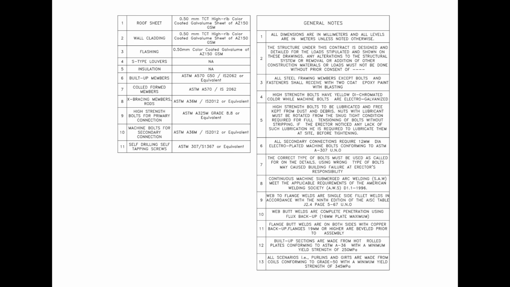The notes also define requirements for high-strength bolts and machine bolts and emphasize that the correct type of bolt must be used wherever specified in the connection details. Welding requirements and material strength requirements for built-up sections, purlins, and goats are also provided in these notes. For any PEB project, these general notes and material specifications should be carefully reviewed before studying individual fabrication and erection details because they establish the basic technical requirements applicable to the drawing package.